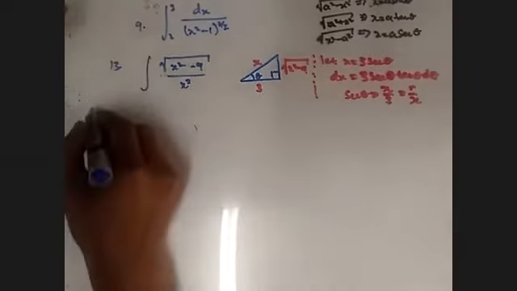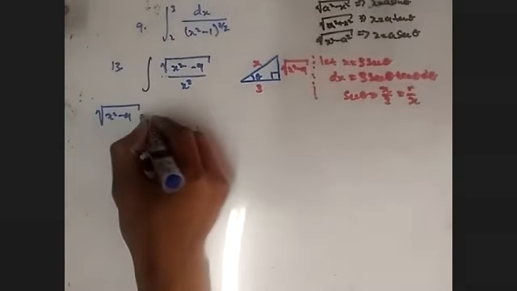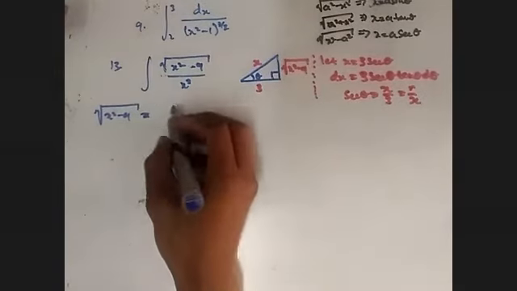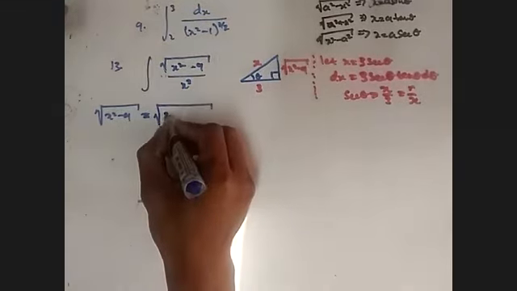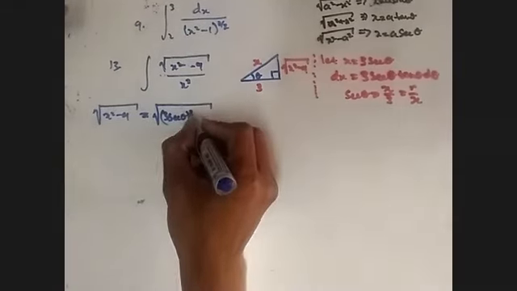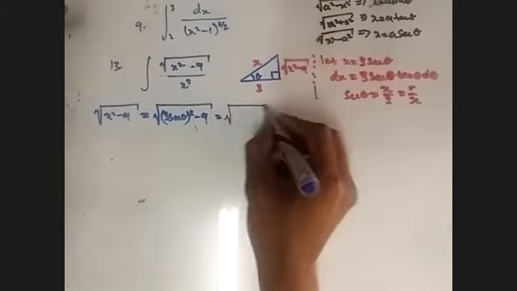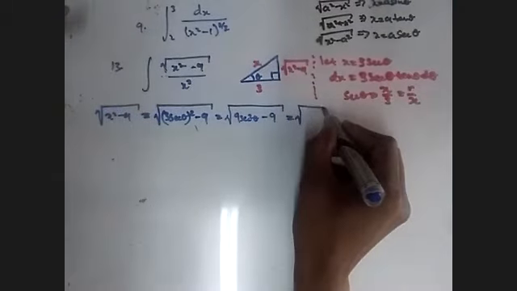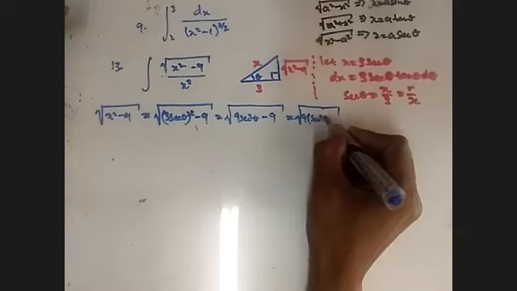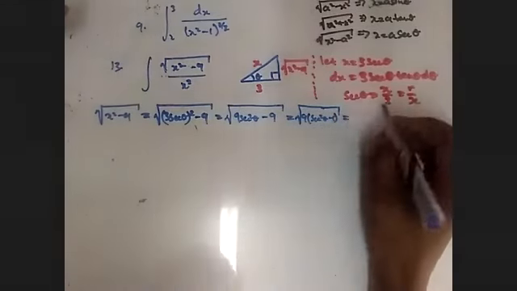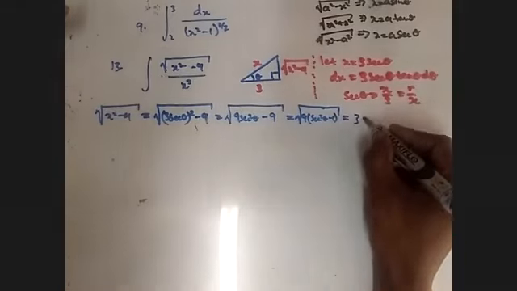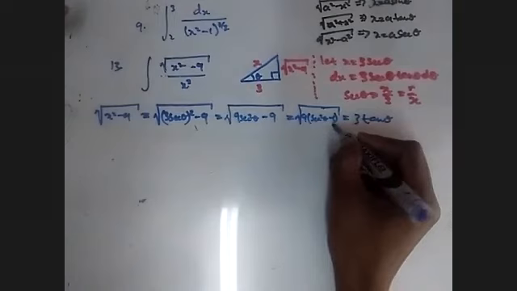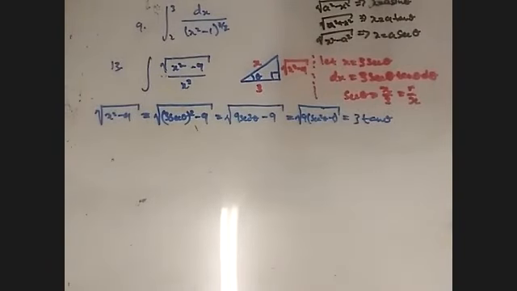Then let's define this. The square root of x squared minus 9 is exactly equal to the square root of (3 sec theta) squared minus 9. This is equal to the square root of 9 sec squared theta minus 9, which is equal to the square root of 9 times (sec squared theta minus 1). This is equal to 3 tan theta, because we know that sec squared theta minus 1 equals tan squared theta. Since you've got the square root here, it's just going to be 3 tan theta.